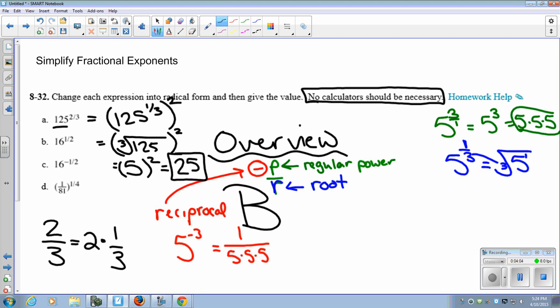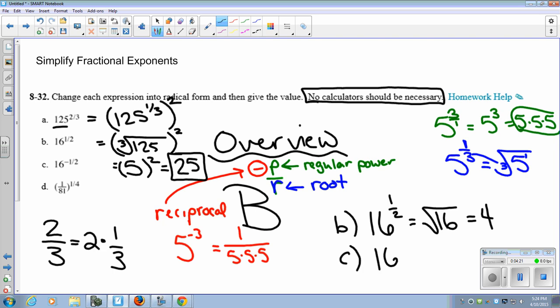So that's A. For B here, I have 16 to the 1/2 power. That's the same thing as saying the square root of 16, which is 4, because 4 times 4 is 16. But C was a little different because that's 16 to the negative 1/2 power. Now the only difference is instead of being the square root of 16, it's 1 over the square root of 16. It's a reciprocal, which is 1 over 4.